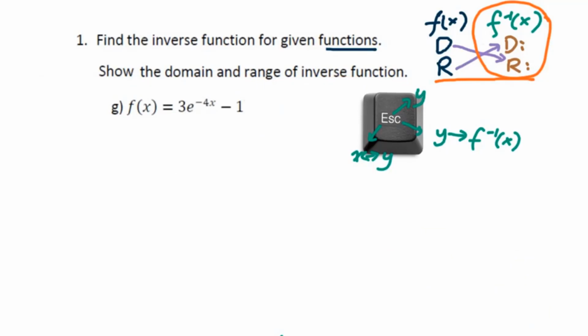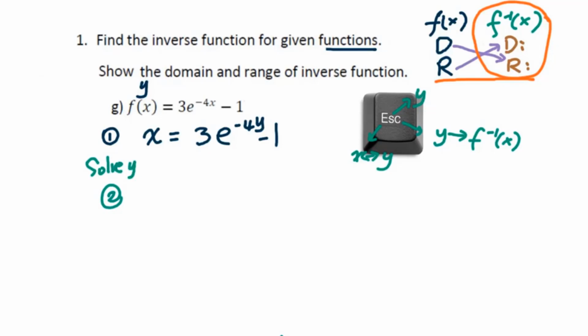Now let's go to J. This is an exponential function. We want to figure out the inverse function. Still, we use the escape button. Switch x and y. So x equals 3e to the negative 4y, minus 1. Second step, solve for y.